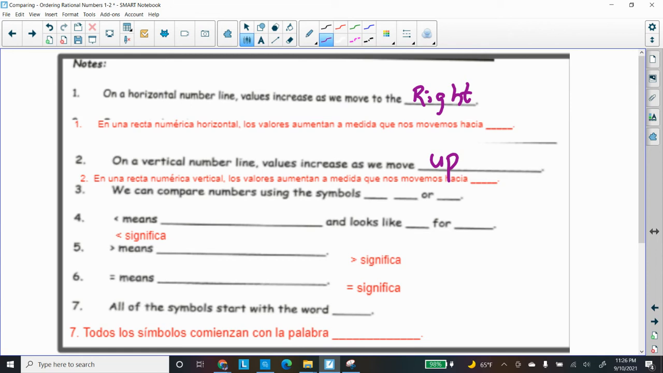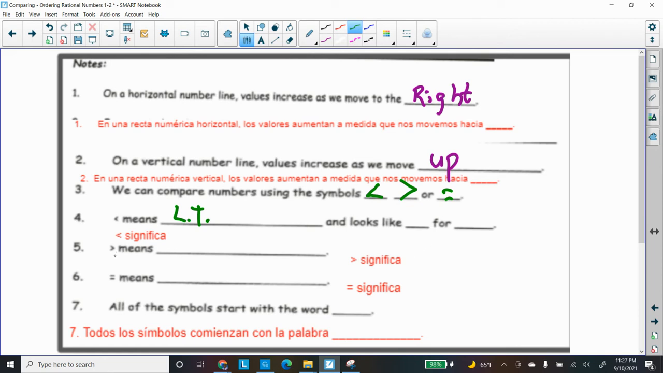We can compare numbers by using these symbols. So we're going to use these symbols today: the less than, the greater than, or the equal to. And hopefully you know what this means. I'll say LT for less than. And what does it look like for the blank? So we'll fill those in class.